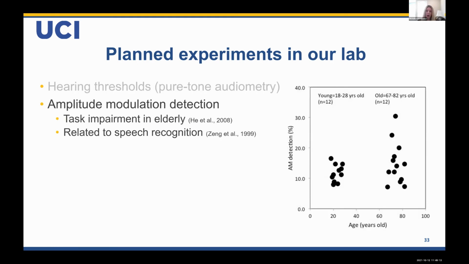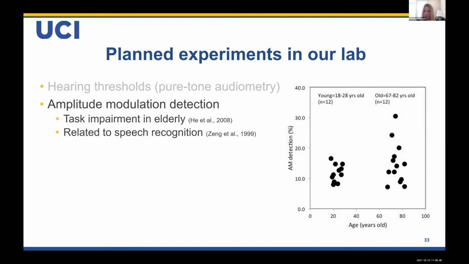And then I'm going to talk about the two behavioral tasks that we plan to do. One of them is amplitude modulation, because we do know this is impaired in elderly listeners, and it's very important for speech recognition. We have some data here on the right to show you the difference between young adults versus older listeners. Amplitude modulation detection is looking at the percentage of the difference in the change in the energy of the signal, which happens all the time.